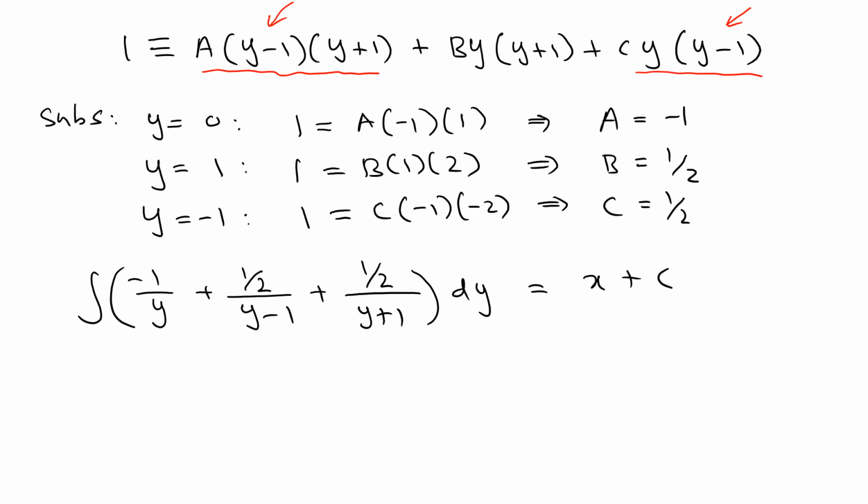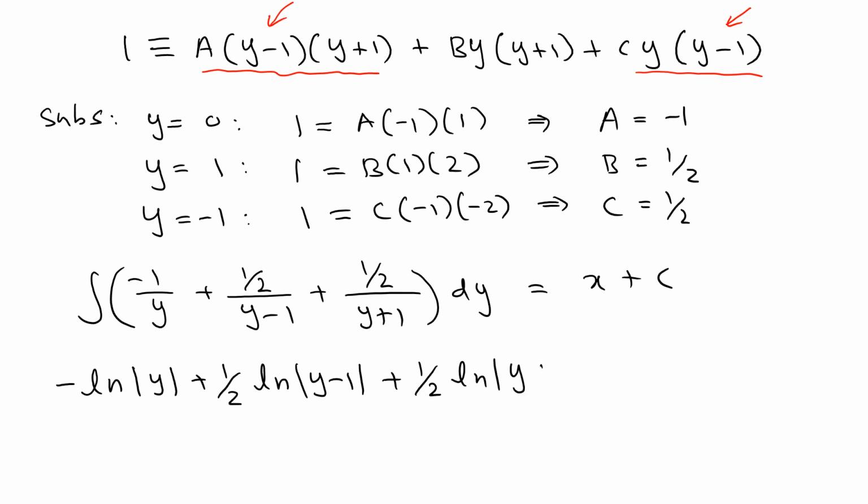Now it's very easy to integrate. So this is negative ln absolute value y, plus 1/2 ln of y minus 1, and then again 1/2 ln of y plus 1, equals x plus c. So what you can do now is multiply by 2 and combine terms. This is perfectly fine as it is, but we can see whether we can simplify this a little bit further. So let's do that quickly.